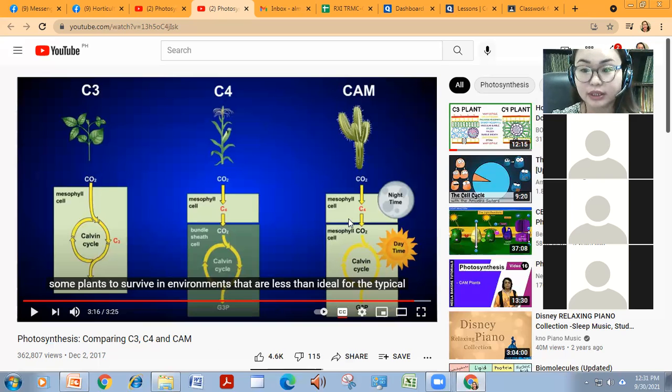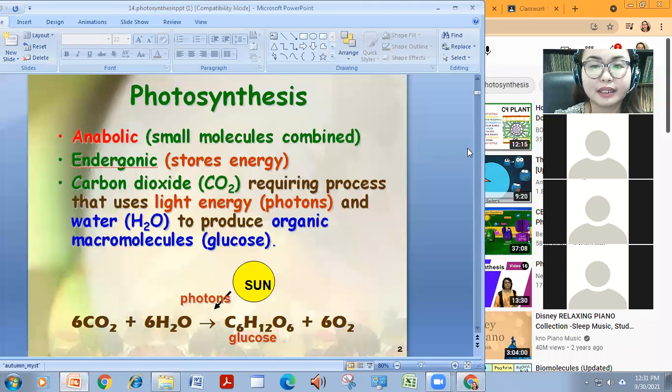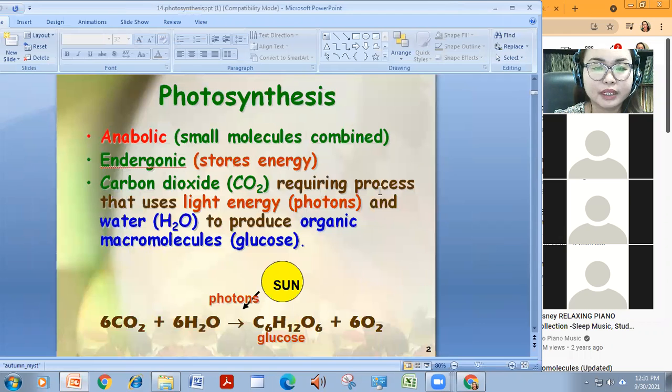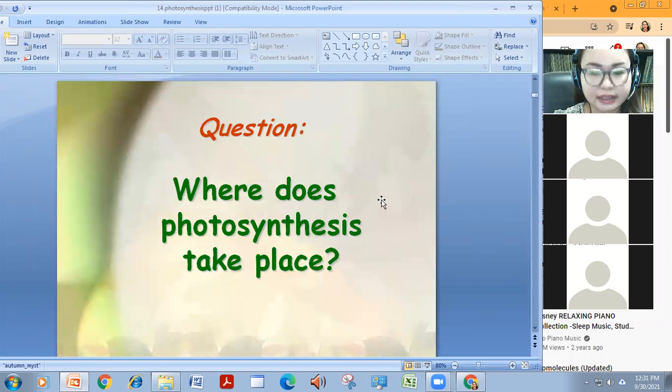So if you have questions or more clarifications about these three types of photosynthesis, then you can just go back, or anytime you can ask me question. So now going back here sa ating discussion, where does photosynthesis take place.